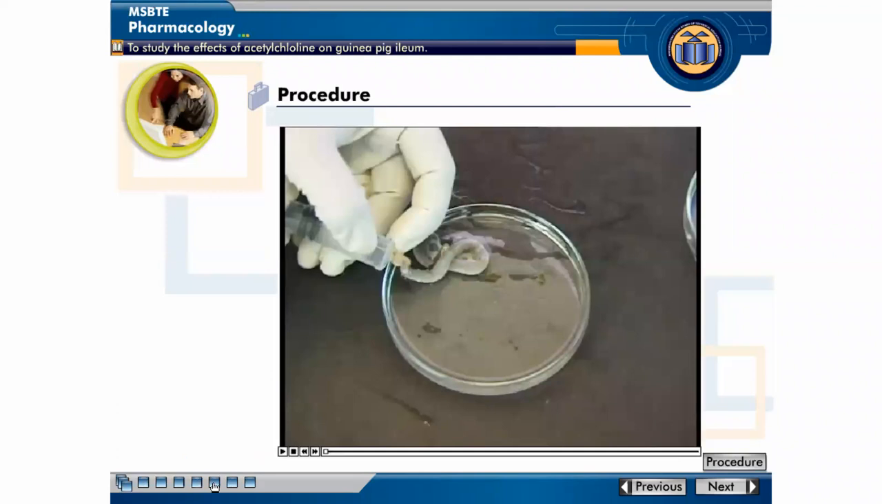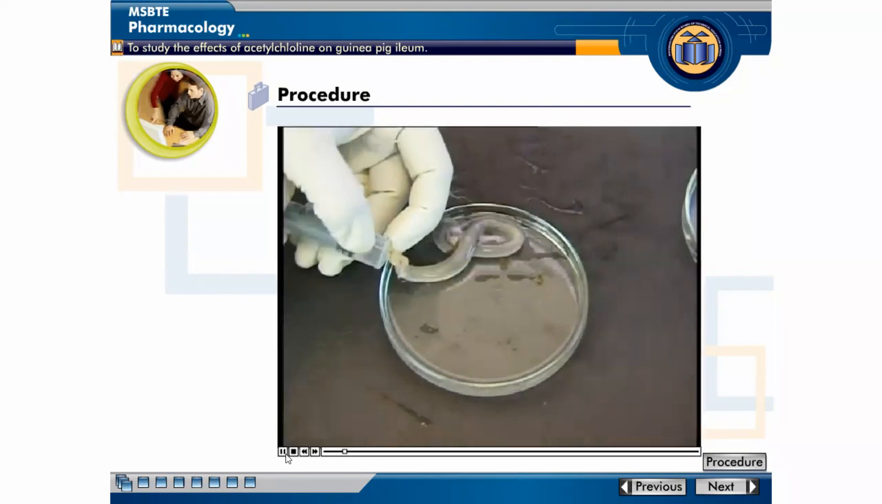Then procedure, in which firstly isolate the ileum of guinea pig. To study the effect of acetylcholine on guinea pig ileum, isolate the ileum part of the intestine. Clean the contents of ileum by washing it. After the isolation, the same procedure as for the other experiments: wash with Tyrode solution, take the baseline, then inject acetylcholine. After that, response is observed.